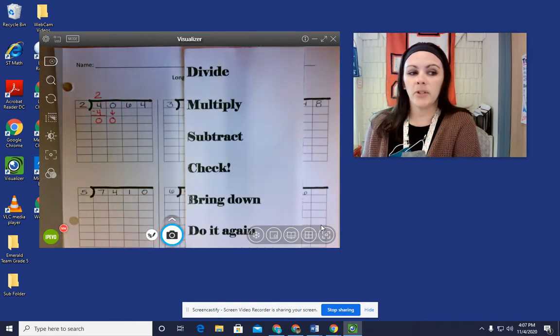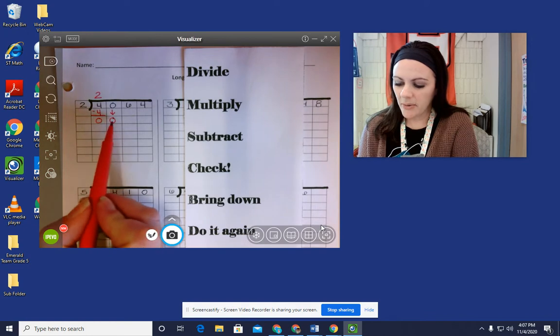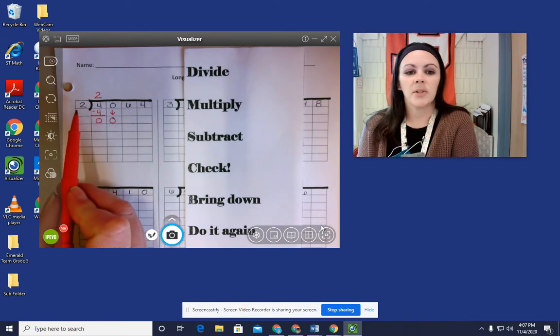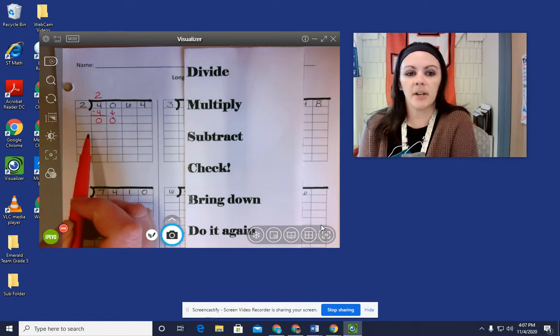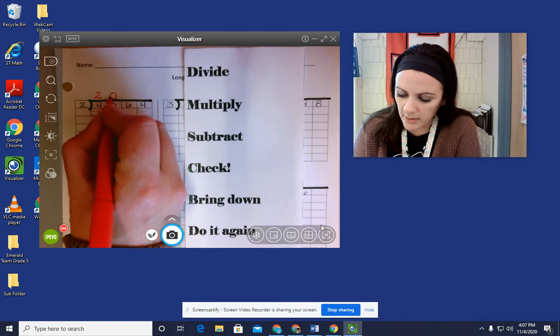Okay, so now I'm going to do my next step, and it feels a little bit strange. I'm doing 0 divided by 2. So how many times does 2 go into 0? 0. 0 is still a real number. We have to count it. So I'm going to put a 0 up here at the top.